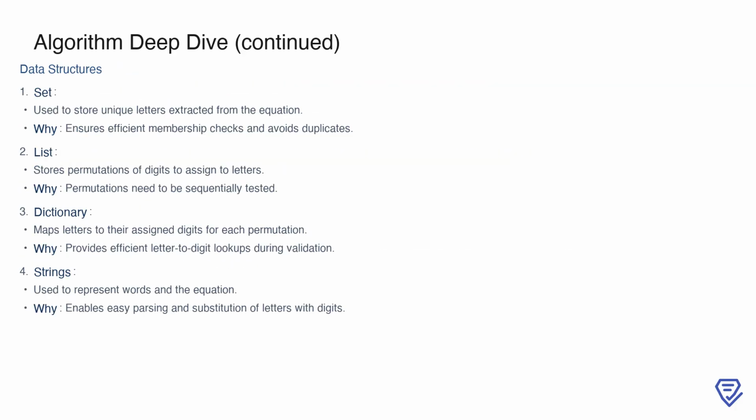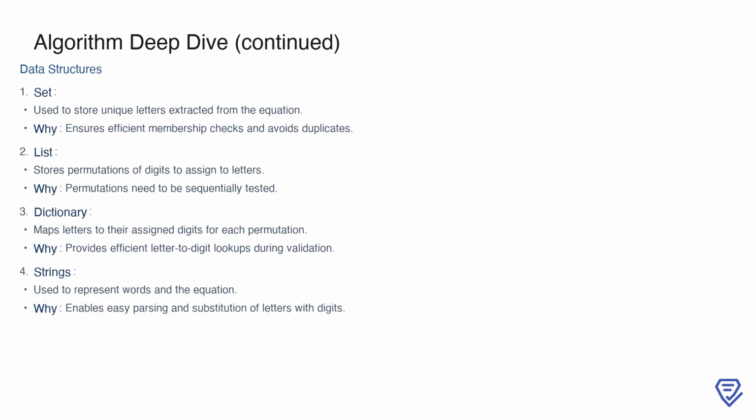To implement this approach efficiently, several data structures are essential. First, a set is used to store the unique letters extracted from the equation. This ensures we avoid duplicates and can perform membership checks quickly. Next, a list is used to store the permutations of digits that will be assigned to the letters. Since the brute force method involves testing each permutation sequentially, lists are ideal for this purpose.